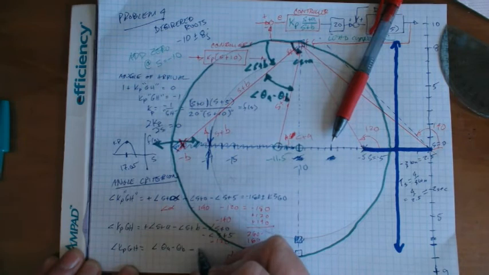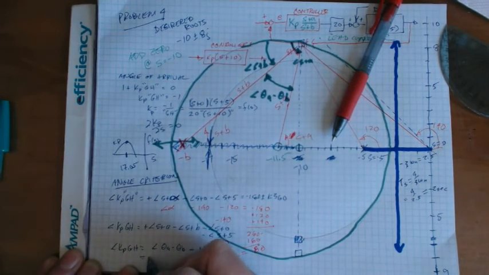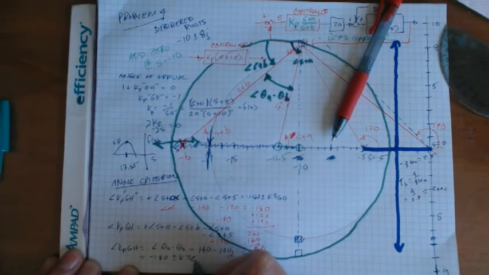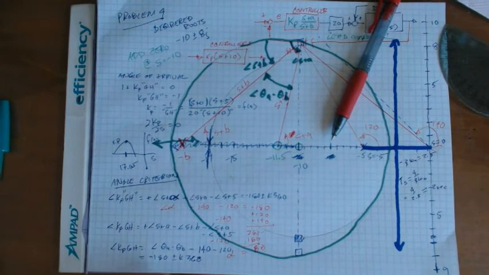minus 140 minus 120, and that has to equal minus 180 plus or minus K360. And you know what I already figured out? I already figured out that that angle, A minus B, has to be 80 degrees.